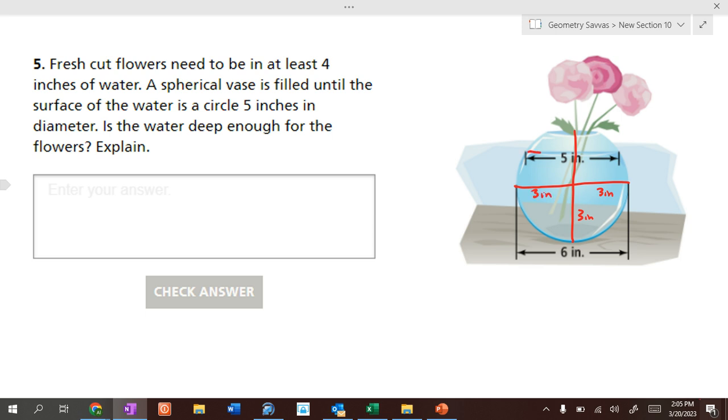Okay. We know this is 5 inches across here. How far is it from here to here? The last one I just drew, that diagonal one. How long would that be?